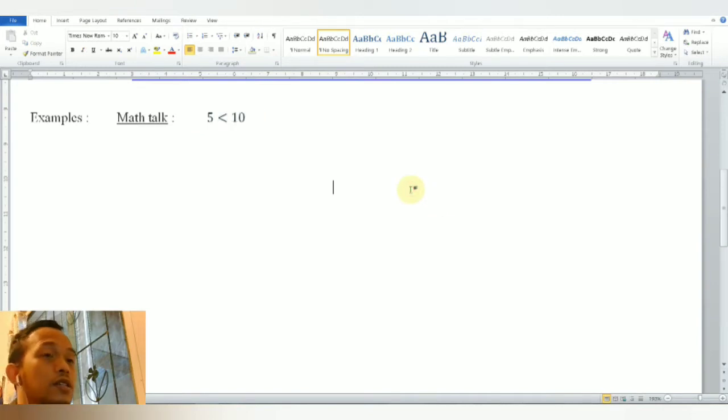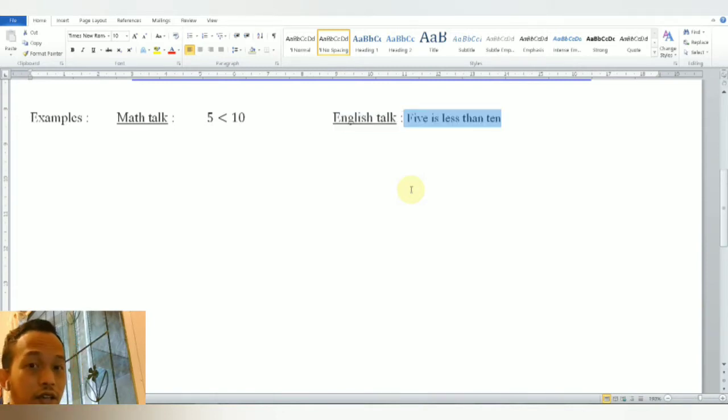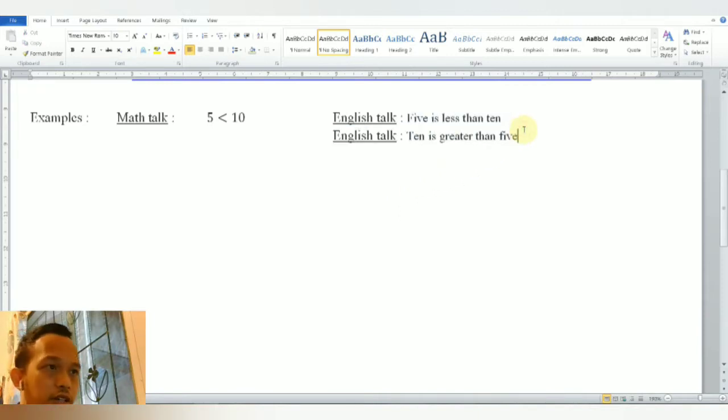How can we say this in language? It is 5 is less than 10. Okay, 5 is less than 10. Or you can change the perspective. The perspective is from the 10. So another approach is 10 is greater than 5.